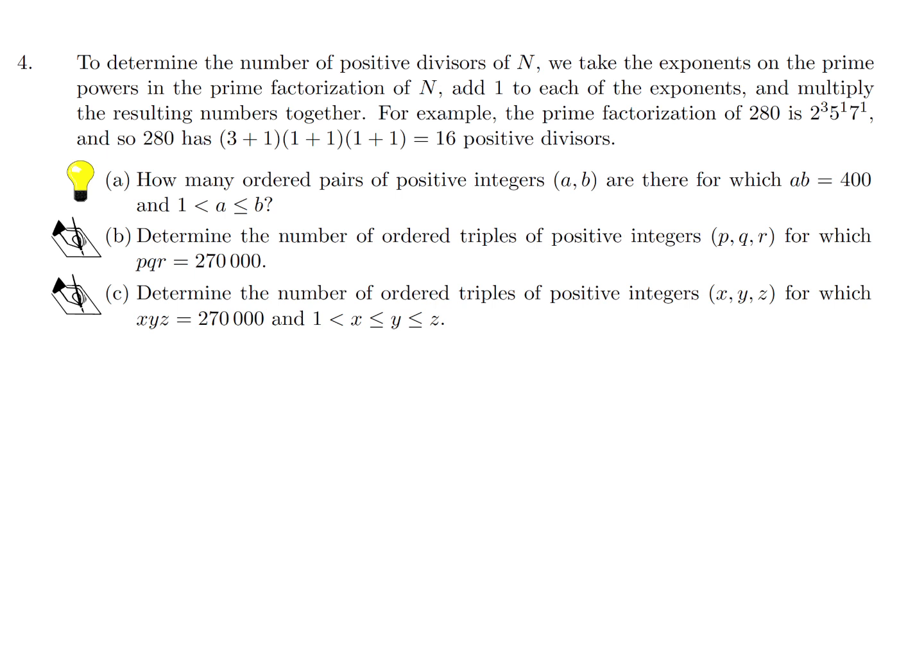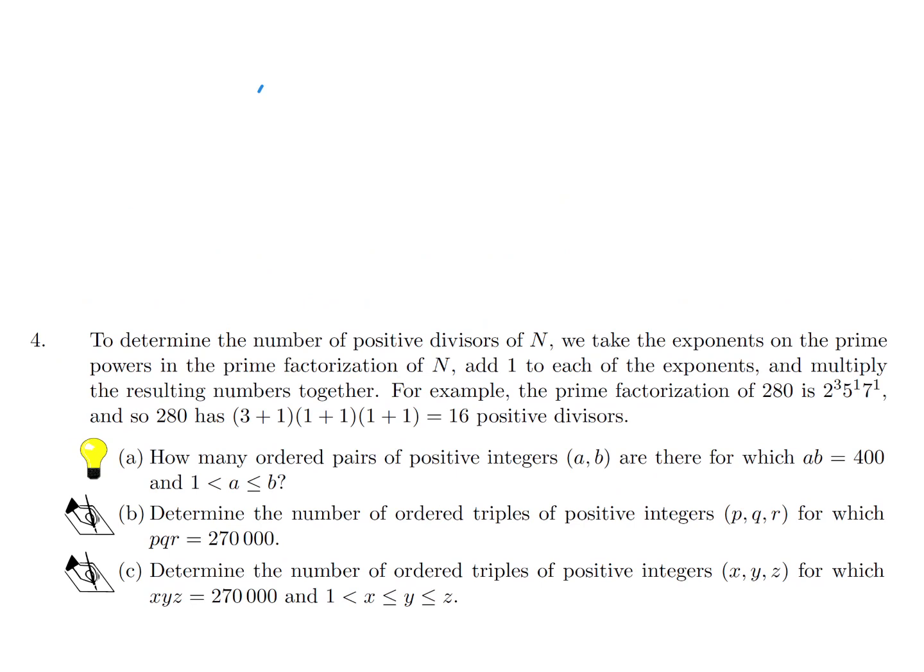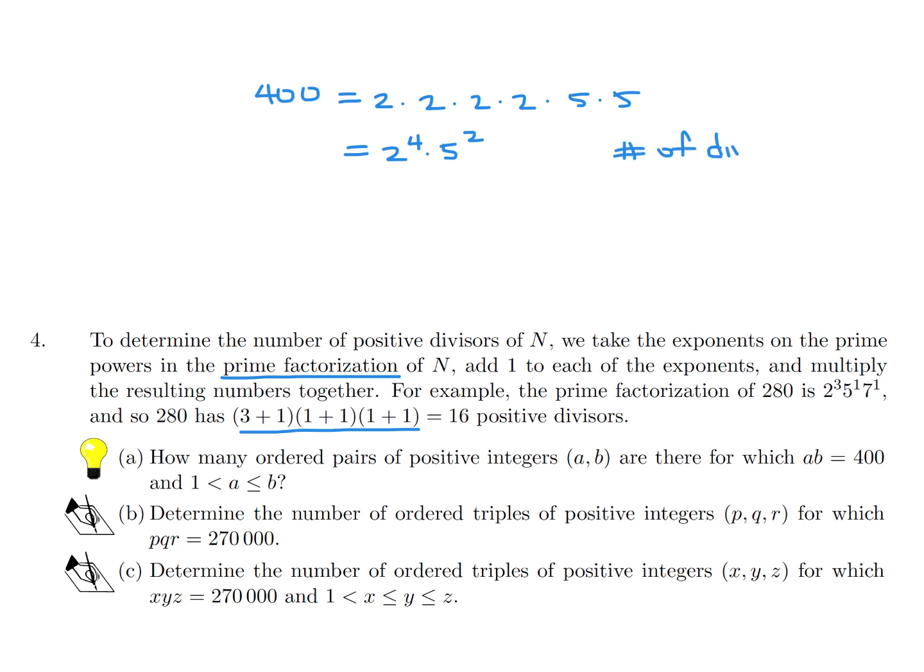Okay. Let's see. For 400, we first have to do the prime factorization. That would be 2 times 2 times 2 times 2 times 5 times 5, so that is 2 to the power of 4 times 5 to the power of 2, right? Using their system, which I already know, the number of divisors would be: take that 4, add 1, take that 2, add 1, and then multiply. So it'll be 5 times 3, so 15 divisors of this number.